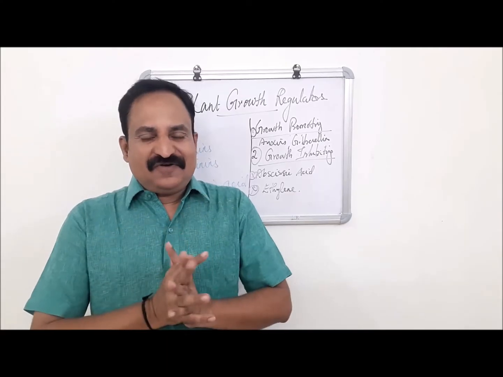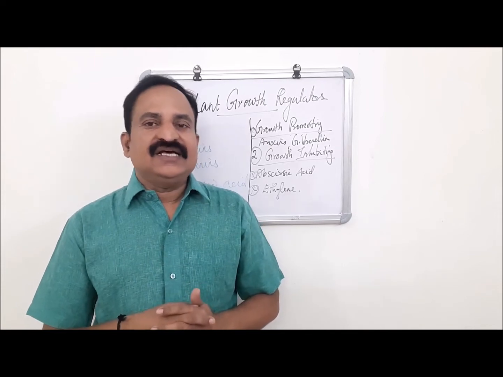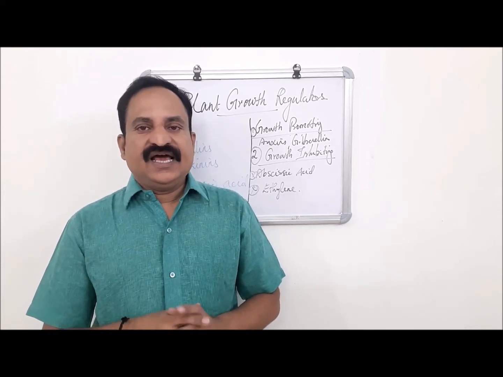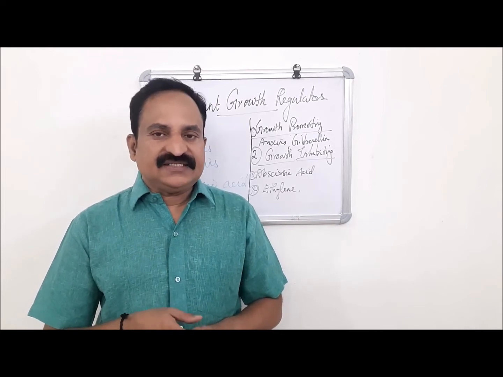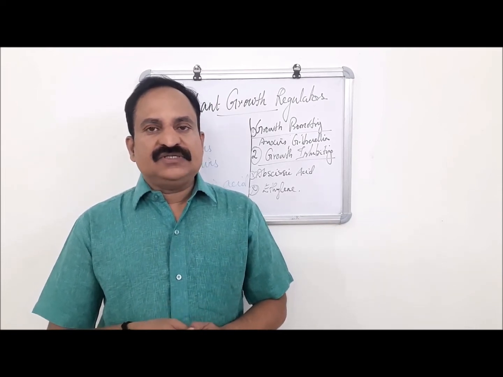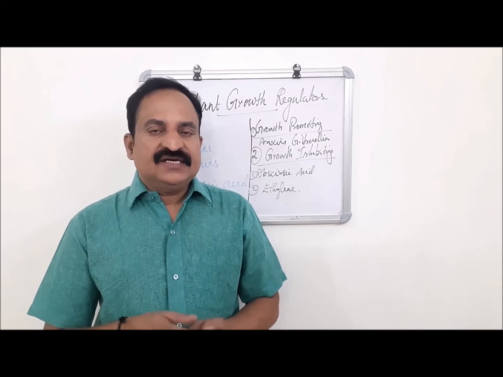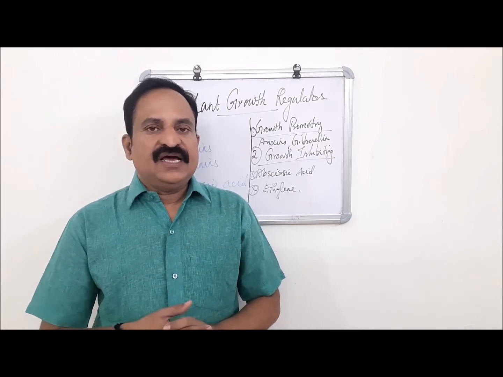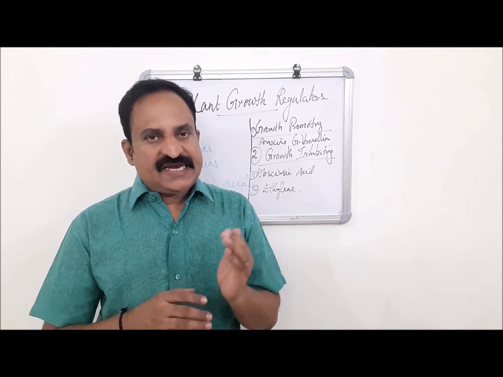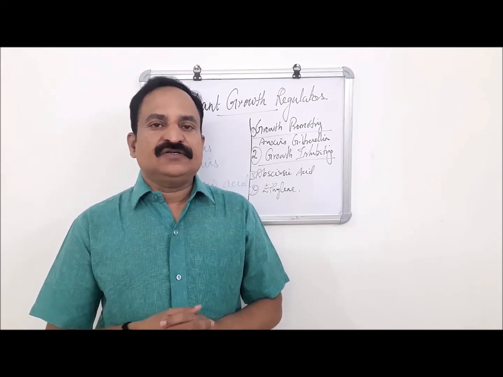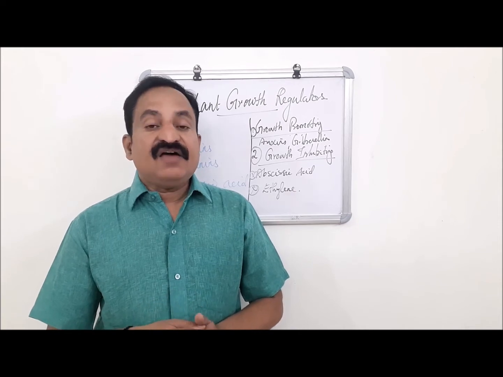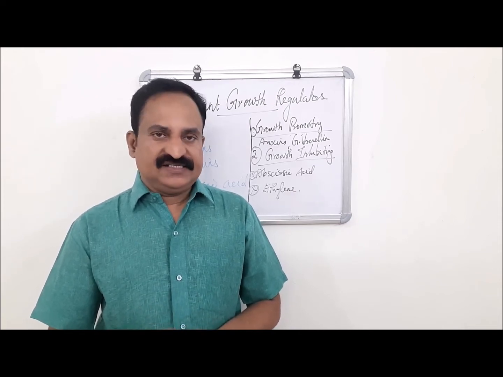There are two types of auxin: natural auxins and synthetic auxins. Natural auxins are indole acetic acid and indole butyric acid. Synthetic compounds which function as auxins are synthetic auxins. Examples: naphthalene acetic acid or NAA, and 2,4-D, 2,4-dichlorophenoxyacetic acid. Have a look at the functions of auxins.